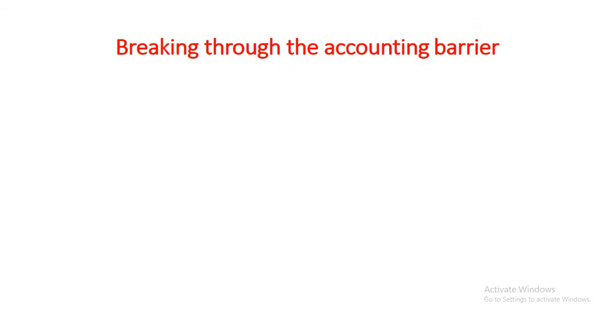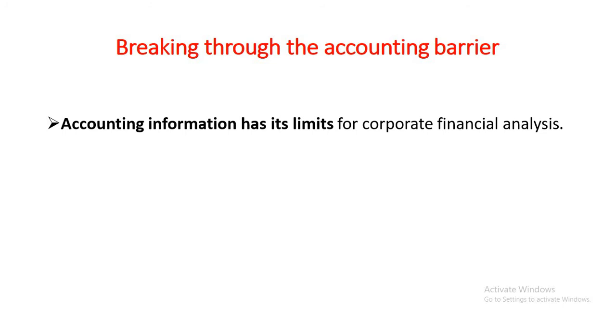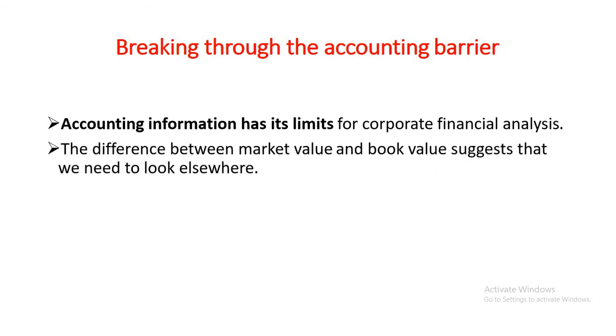We know that accounting has got some sort of barriers, and accounting information has its limit for corporate financial analysis. For example, in our previous lecture, we have seen that there is a difference between market value of equity and book value of equity. Many items in the balance sheet also differ from their market value, so these limitations often make it difficult for financial analysts to do financial analysis properly.